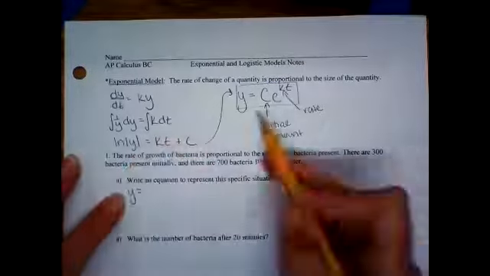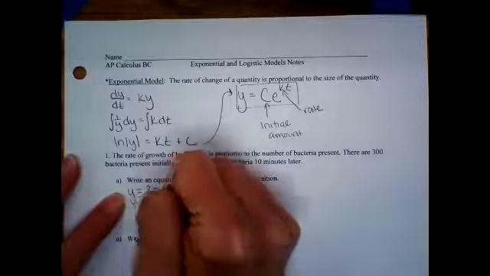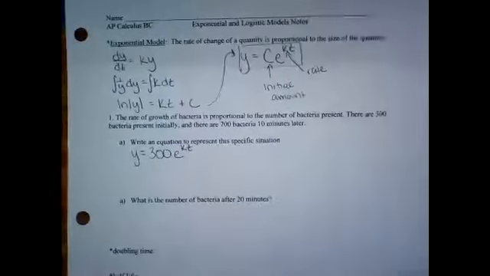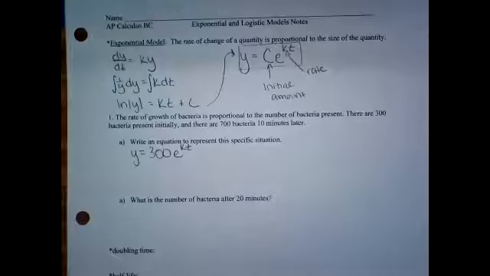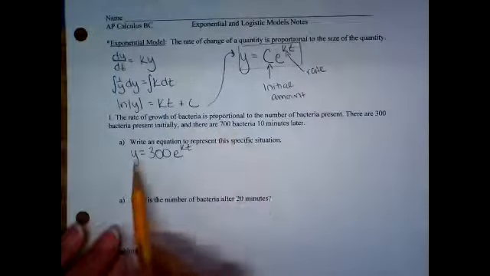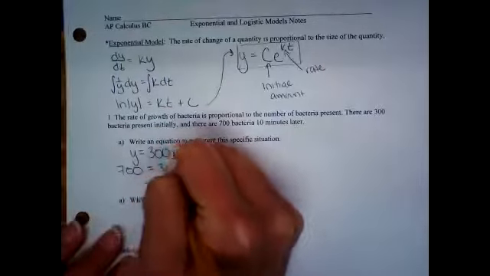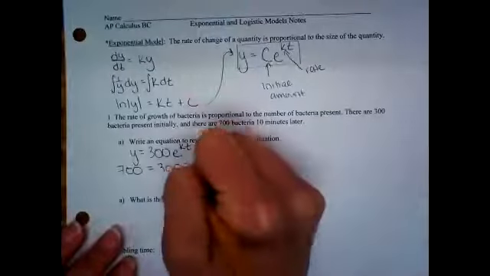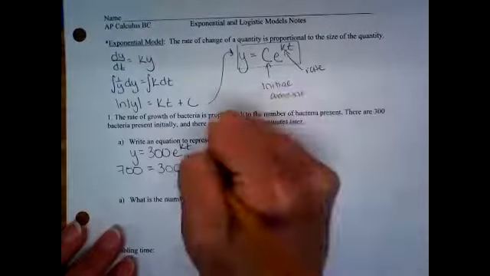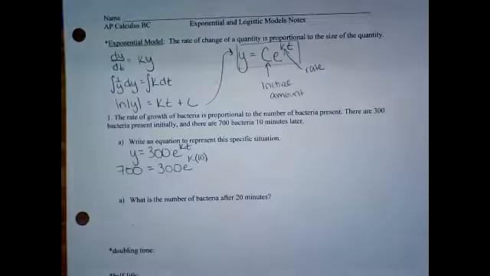Let's write an equation. So it would be y equals C, which is 300, and then e to the power kt. We started with 300 bacteria, so put in that for the initial amount. Now we need to find k, that's missing, the rate. So we're going to plug in 700 for the amount of bacteria. That's going to be y. 700 equals 300 e to the power k times, what was our time? 10 minutes. We're going to solve for k.